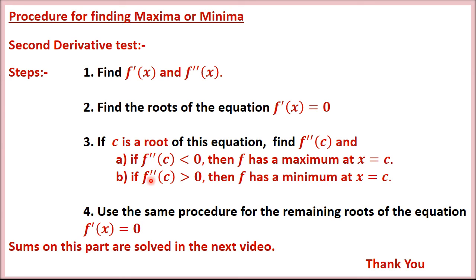Now if more than one root is there, then we use the same procedure for these roots a and b, we calculate and then see whether it is less than 0 or more than 0 for the remaining roots also. Then we can find the remaining maximum and minimum values of the function. Now the sums on this part are solved in the next video.